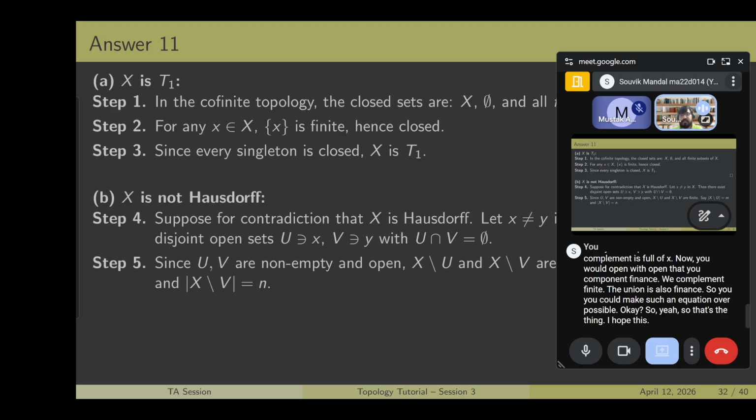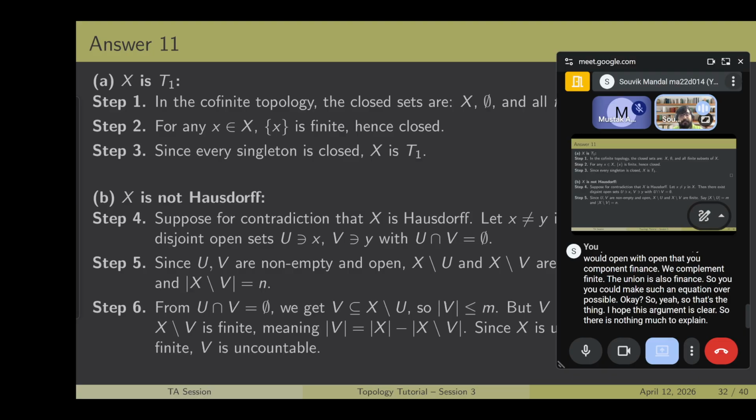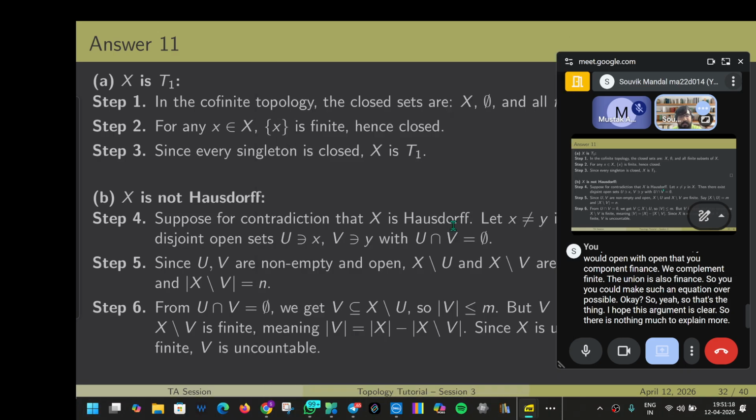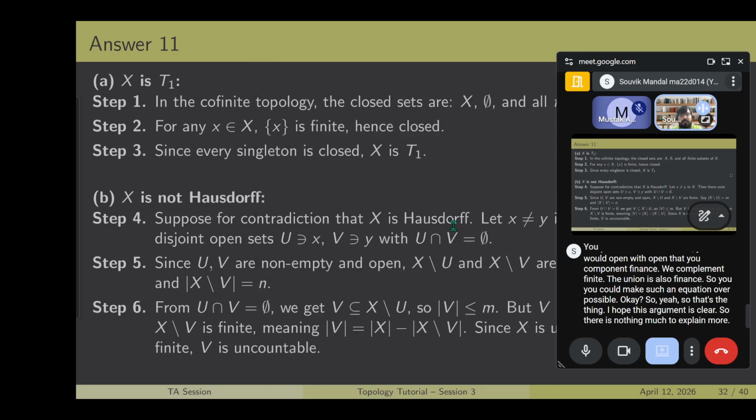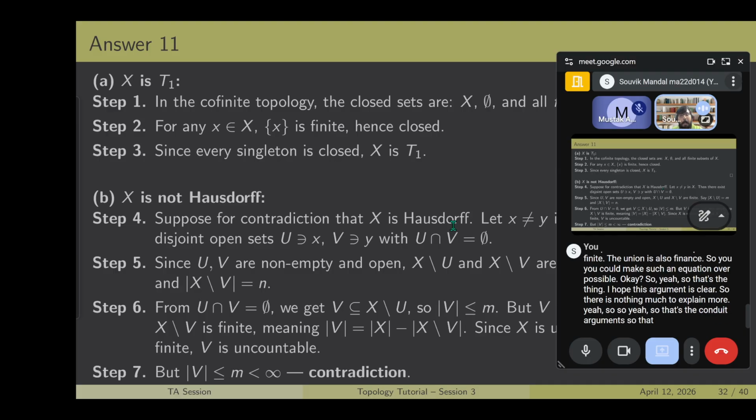I hope this argument is clear. So there is nothing much to explain more. Yeah, so that's the counter argument itself. So order of V less than or equal to M, which is less than epsilon, is a contradiction.